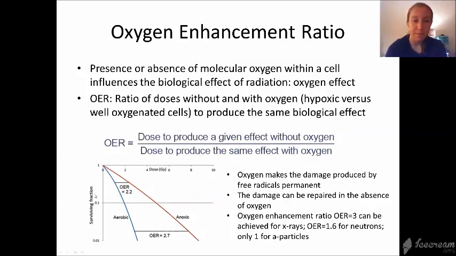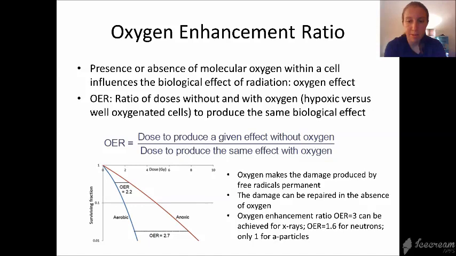So if we look at the surviving fraction here, survival curve, sorry. This is surviving fraction as a function of dose again. We have got two curves here. One is the aerobic, so this is the oxygenated cells, and then you have the anoxic, which is the hypoxic or non-oxygenated cells. So the OER will change over time. You can see how it divides between anoxic and aerobic. So oxygen makes the damage produced by the free radicals permanent. That's something that it does. The damage can be repaired in the absence of oxygen.